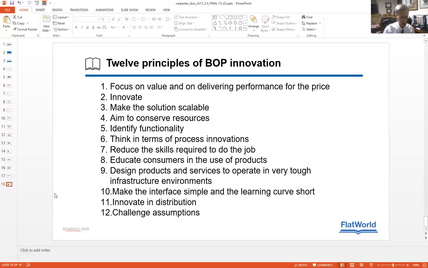So here at the end of the chapter, you've got 12 principles of bottom of the pyramid innovation. And these are just ideas that will get you moving in the right direction to serve the bottom of the pyramid. And so with that, let me stop sharing. I think that's the last slide. It sure is. This is a short chapter. So I'm going to stop sharing that and then hope to get lucky here. Yeah, there it is.